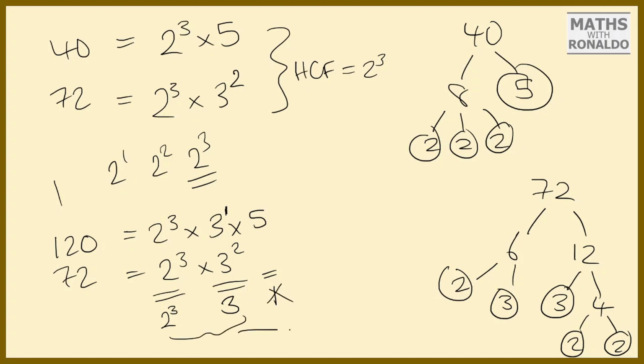So then we look at this, 2 to the power of 3 times 3, and that is your HCF, highest common factor, which you can write as 8 times 3 equals 24 if you like.